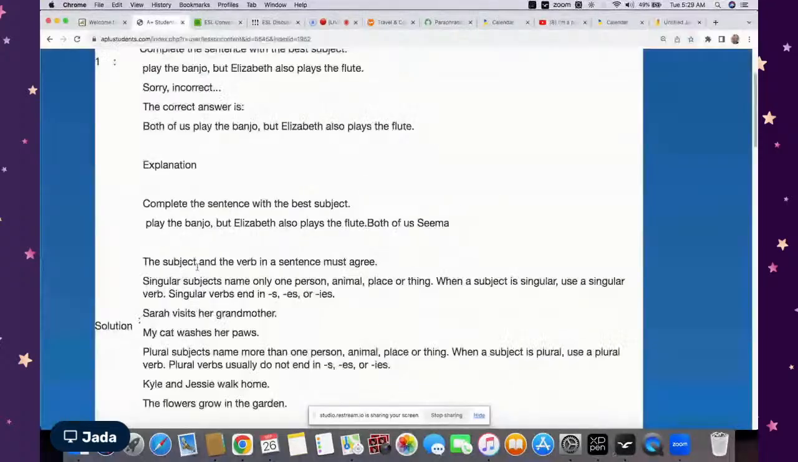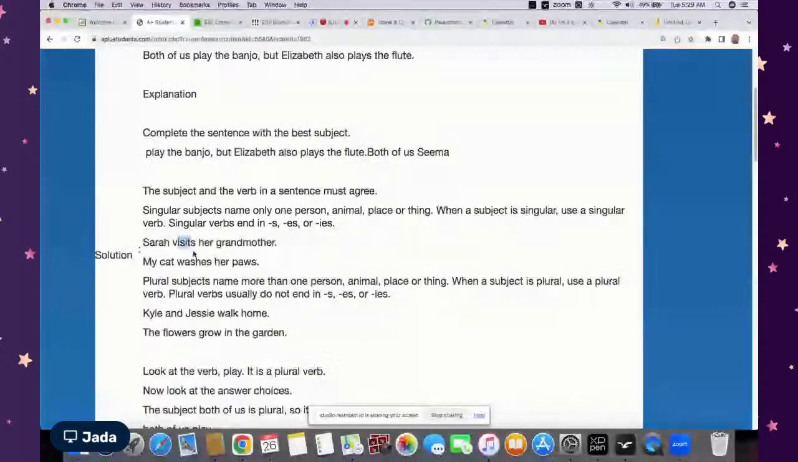And then we have an example here. Sarah visits her grandmother. Sarah visits her grandmother. Visits here stands for what? For the verb. And the verb here has s. So once you see that the verb has s, es, or ies, you know that it is a singular verb.